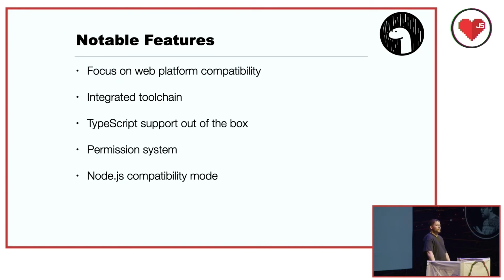So what are some of the killer features of Deno, at least in my opinion? The first one is a really strong focus on web platform compatibility. There's not going to be a bunch of one-off APIs that Deno defines. There is a global Deno object, which we keep all the custom stuff under instead of polluting the global namespace and having a ton of one-off modules. So Deno prefers web platform compatibility wherever possible. There's an integrated tool chain, which I'll talk about in a minute.